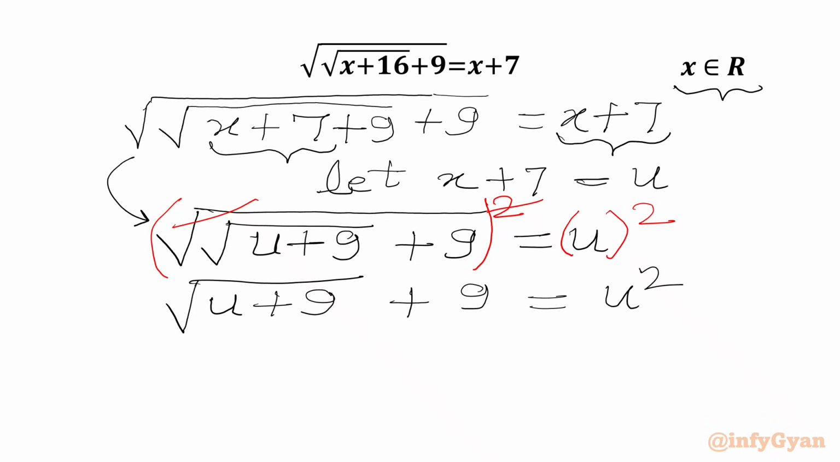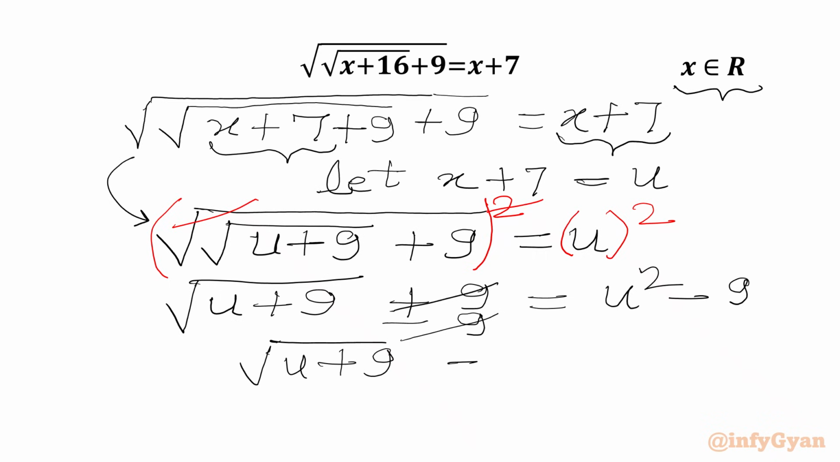Now we will subtract 9 from both the sides. So we will write here minus 9. Plus and minus 9 will be over. We will get the equation square root u plus 9 equal to u square minus 9.